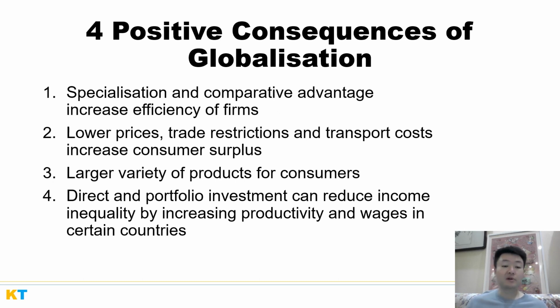countries. So remember that direct and portfolio investments are ways we could use to break the poverty cycle by increasing investment and increasing output, increasing incomes and increasing savings, so on and so forth. If we're able to do that in a low-income country, we're able to increase their productivity and wages, and we're able to affect income inequality on a worldwide basis.